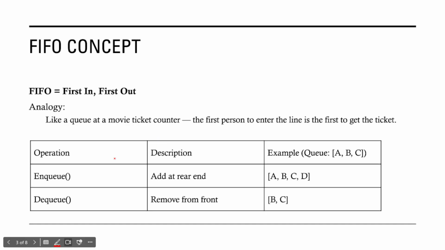Now let's talk a bit more about this FIFO concept, first in, first out. The easiest way to remember it is to think of a movie ticket line. The first person to enter the line is the first person to get the ticket. In a queue we perform the operations enqueue and dequeue. Enqueue means adding an element at the rear, and dequeue means removing an element from the front. For example, if our queue has A, B, C, and we enqueue D, then it becomes A, B, C, D. If we dequeue once, the first element A goes out, and the queue becomes B, C, D. So that's the basic idea behind FIFO.